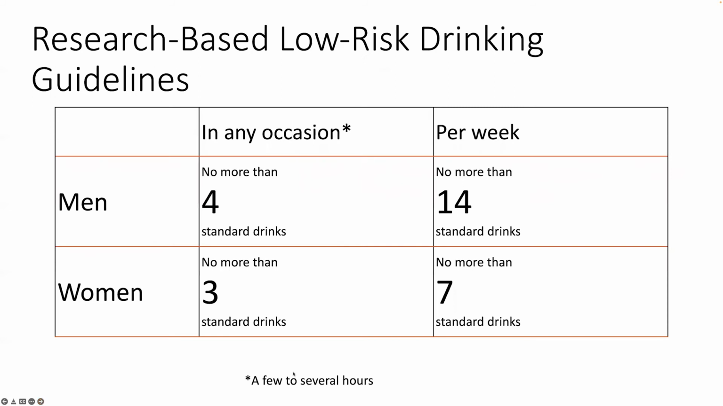So when they looked at when did these kinds of problems arrive as compared to the amount that people were drinking, what they found was that when men stay below 4 standard drinks, no more than 14 in a week, and women, no more than 3 standard drinks in an occasion, no more than 7 in a week, they didn't have those kinds of negative consequences that we previously listed. Those biomedical consequences were less.